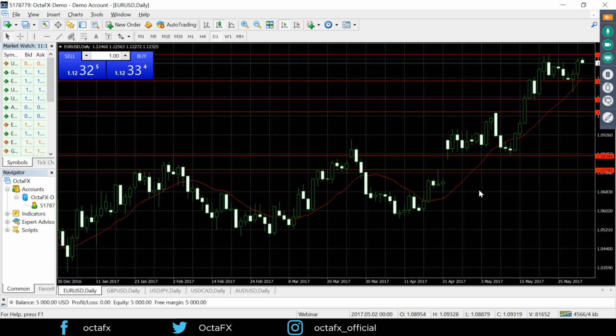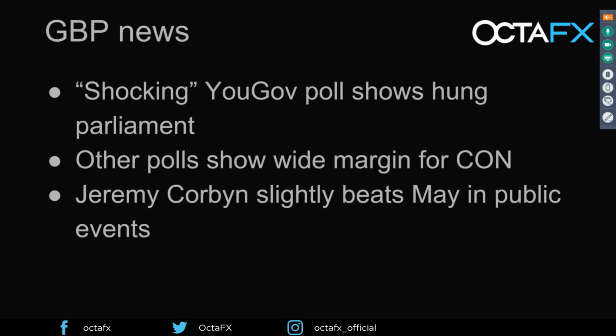Other polls, on the other hand, showed a wide margin for Con. Con is the Conservatives, and that is what markets want to see. Jeremy Corbyn, his public appearances, leader of Labour, were better than Theresa May in recent days, but it doesn't mean that he'll be elected Prime Minister. Worst case scenario again for the pound is that we don't have a clear winner.